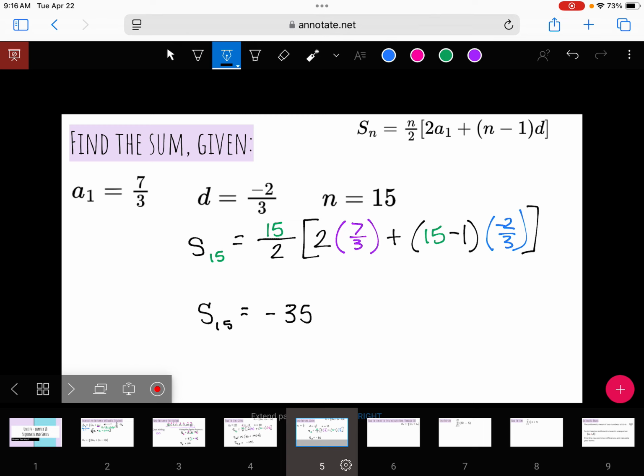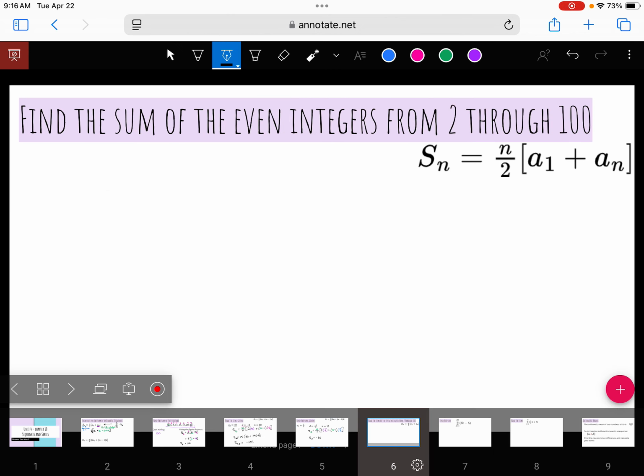So sometimes we won't just be handed things all nicely like this, where it's just plug and try. So we're going to find the sum of the even integers from 2 to 100. First things first, what are integers? Counting numbers. Think about apples: 1 apple, 2 apples, 3 apples, 4 apples. Counting numbers, so the whole numbers.